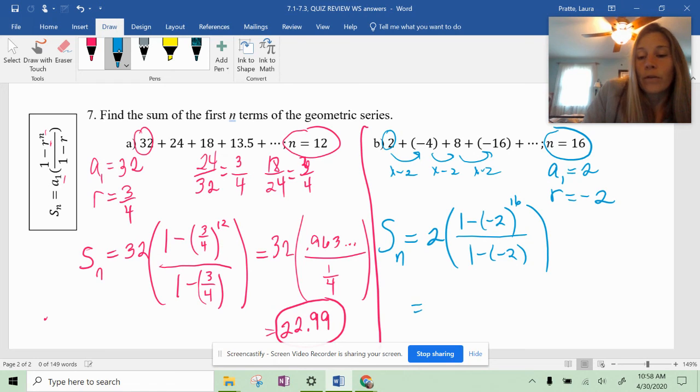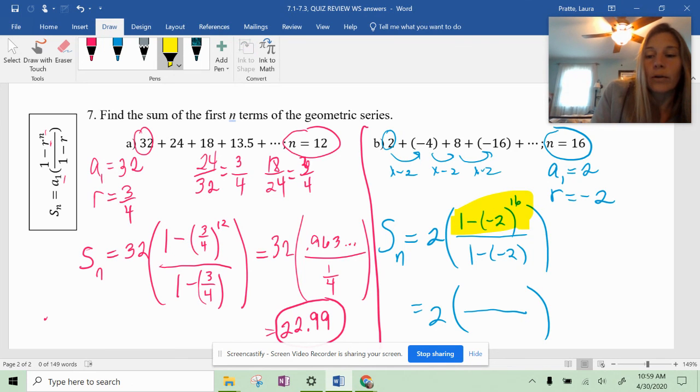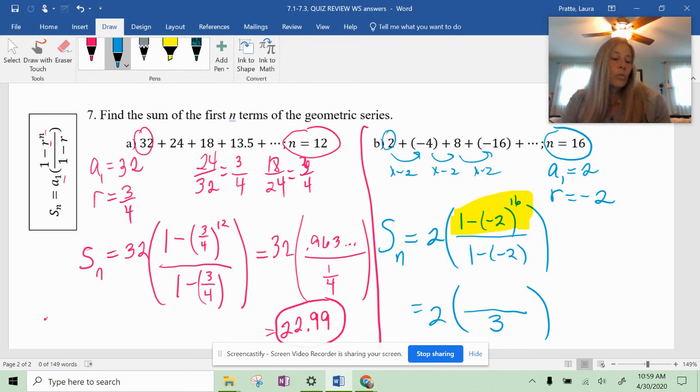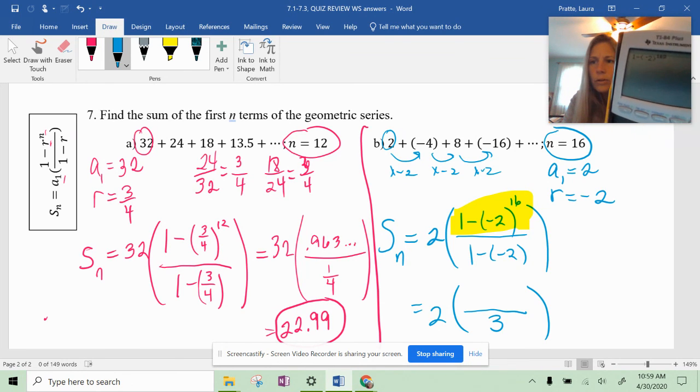So again, we want to focus on just getting that numerator portion on the calculator. We're just doing this part here on our calculator. And then 1 minus a -2, you probably know that that's going to be 3. So on my calculator, I'm going to do 1 minus parenthesis -2 parenthesis raised to 16. So it's going to look like that. Sorry, there's a glare, so I'm trying to make sure you can see it. So 1 minus -2 raised to 16.